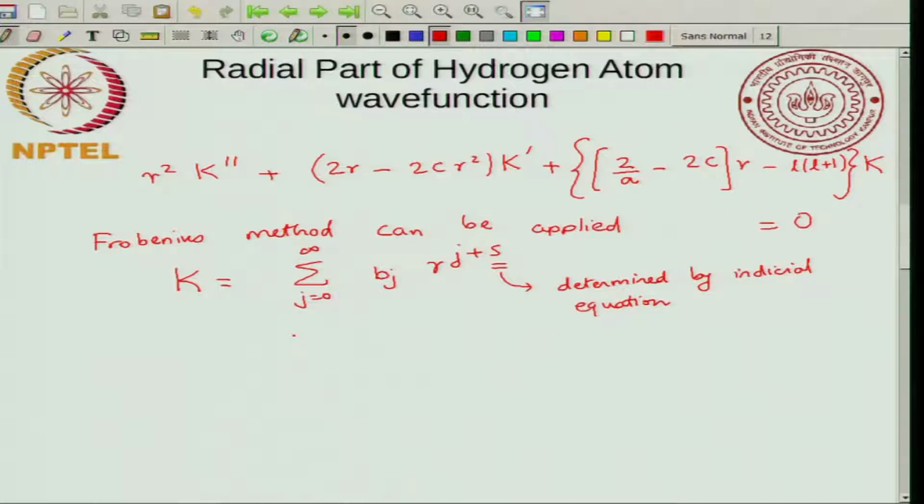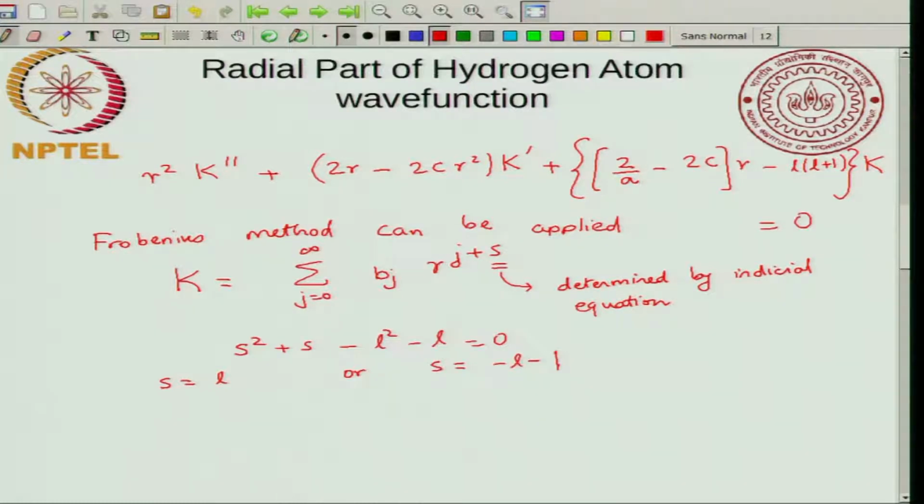So what does the indicial equation work out to? If you substitute in this equation, your indicial equation looks like this: s square plus s minus L square minus L equal to 0. And you will get basically two conditions. You will get s equal to L or s equal to minus L minus 1. So these are the two possibilities that you can get for the indicial equation.